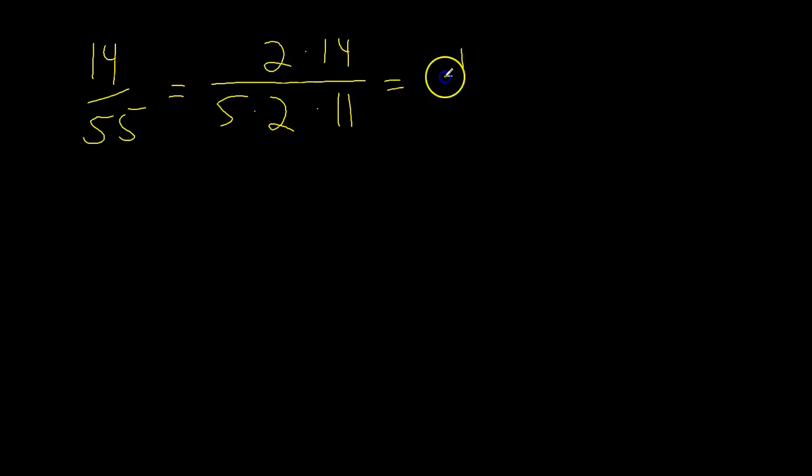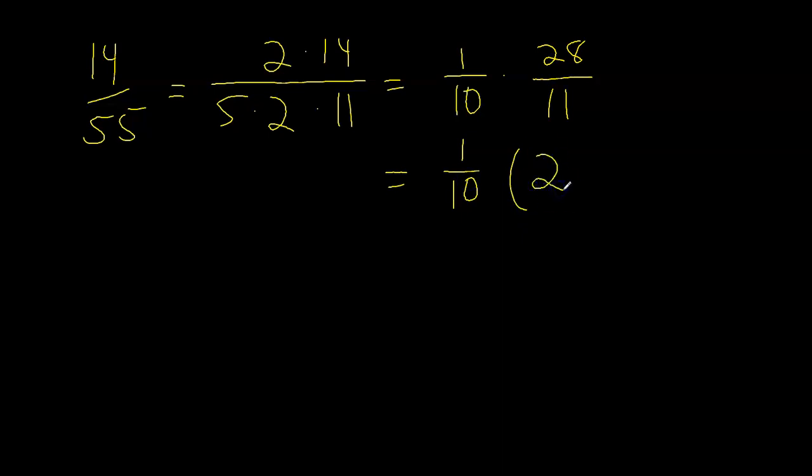Then we have 1/10, that's the 5 and the 2 from the bottom, times 28, that's the 2 times 14, over 11. Now the 1/10 is going to be easy to deal with, so we'll save that for the end. And let's think about 28/11. 11 goes into 28 2 times, with 6 left over. And so we have 2 and 6/11, and we've already seen 6/11 is the same as 0.54 repeating.